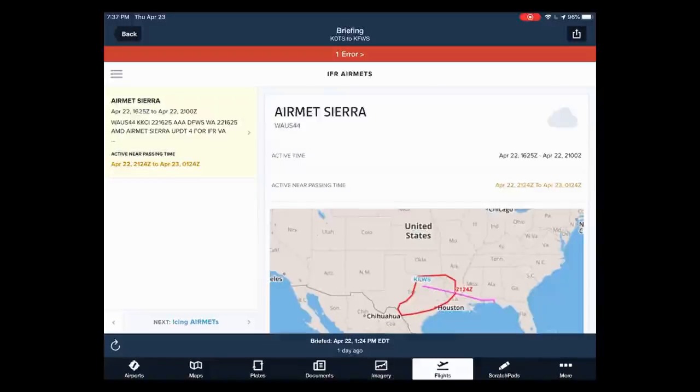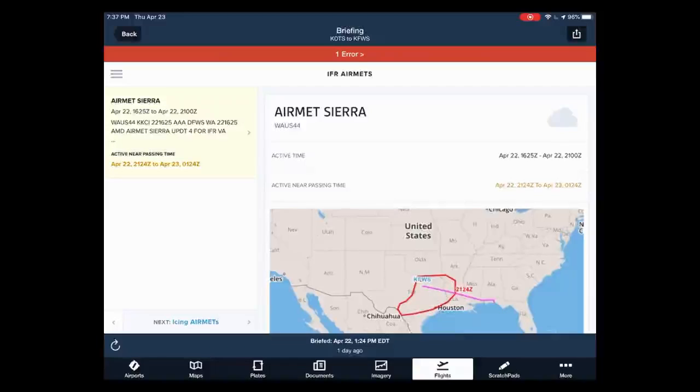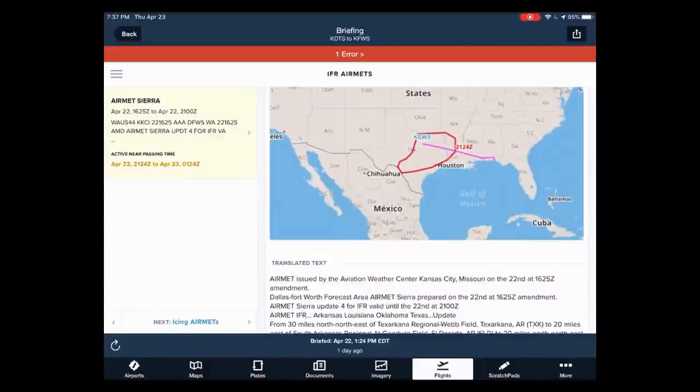So an Air Met Sierra can be created by this large pressure system, and then of course be encouraged to expand in size and coverage by the time of day. So in other words, early morning or overnight type situations can help induce a widespread area of Air Met conditions. In this case, an Air Met Sierra, of course, is for IFR conditions. So we see the bounded area. Let's take a look specifically at what it's calling for.